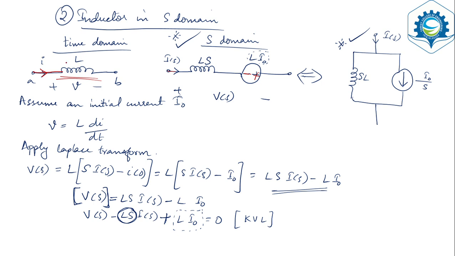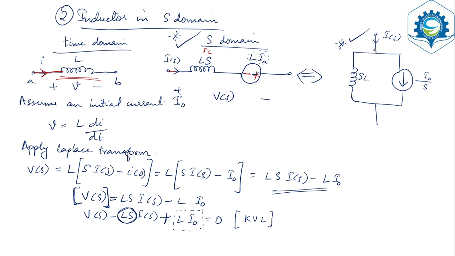and the value of the inductor is also changing. Here it was simply L, whereas if you're converting it to the S domain, it will be L into S or S into L. Both are the same. LS or SL, both are the same. And the value of the voltage source will be given by L into I0, where I0 is the initial current of the particular inductor. If there was an initial current flowing through the inductor, that will be I0.